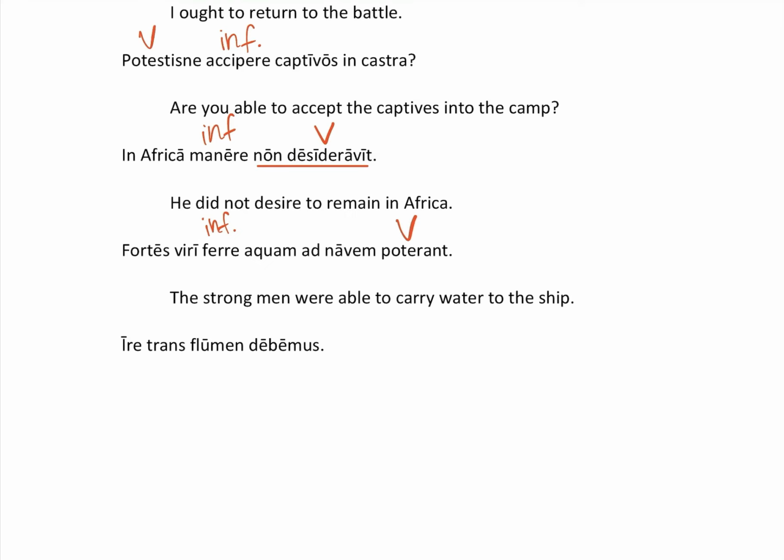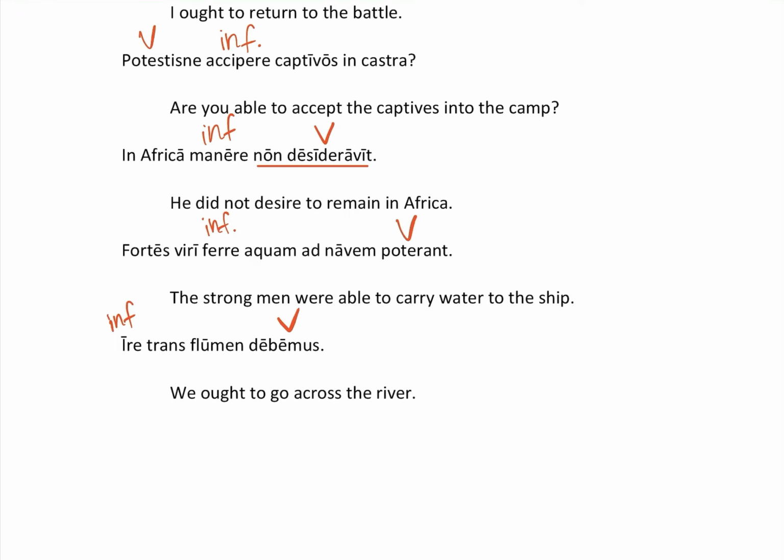All right, last one. Again, we have our infinitive here. Although most of the time it's in front of the verb, it's not necessarily right next to it. Here's our verb: we ought. Well, we ought to what? That's the natural question. We ought to go across: ire trans flumen, across the river.